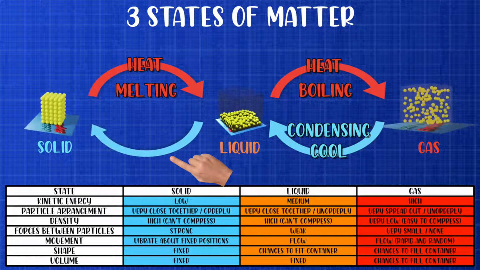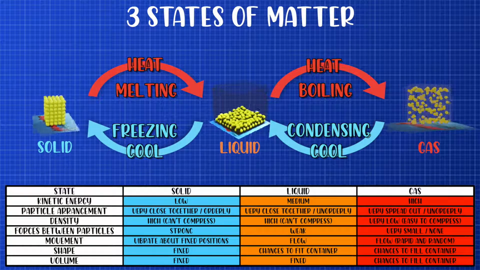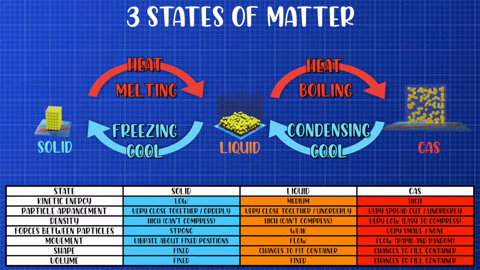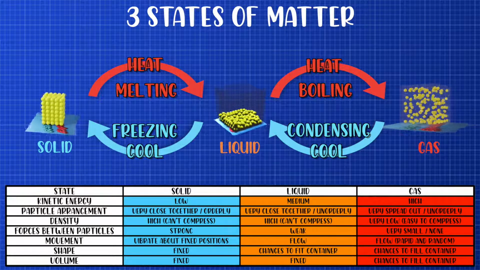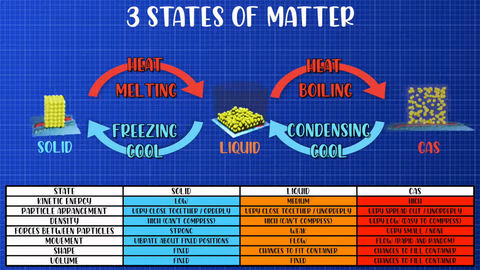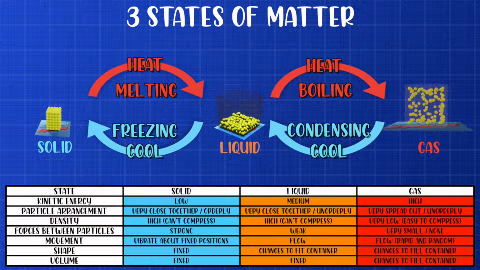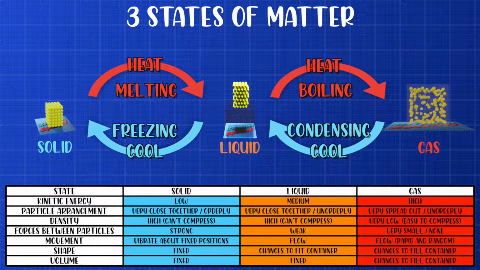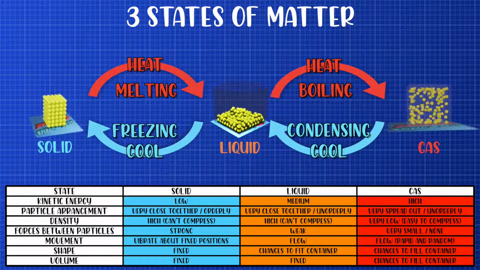If you cool a liquid down to its freezing point, the liquid becomes a solid. This is because when you lower the temperature of the liquid, the particles lose energy and can't overcome the forces of attraction to the other particles, so they get pulled closer together and bonds form to hold them in a rigid lattice, and they freeze to become a solid.